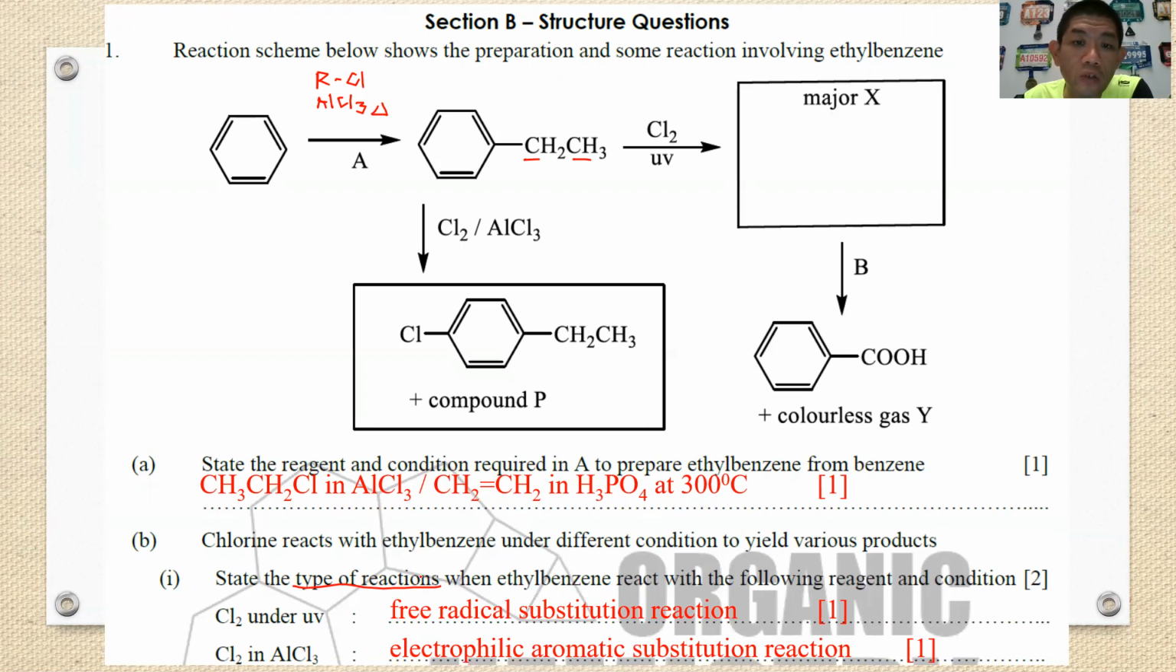Then you also have to draw out the structure for major X. In major X, when undergoing this free radical substitution reaction, it will substitute at the carbon with the lesser number of hydrogens. That will form as the major product. So at the end of the day, your major X is this compound. You form a chloroethylbenzene. So this is how you are going to answer for number A and B.